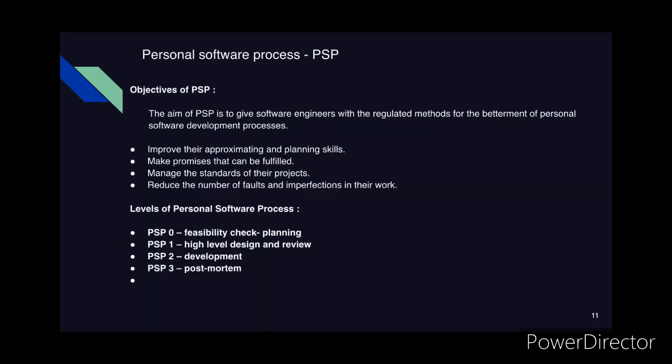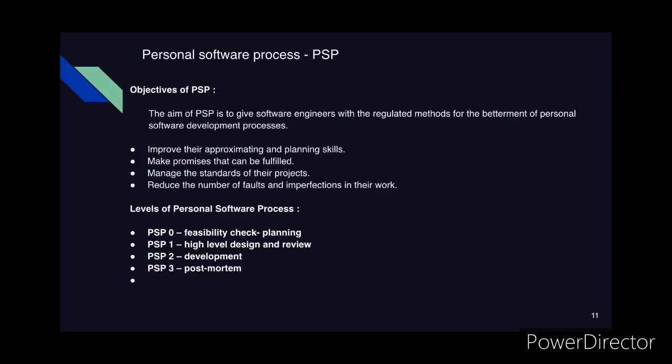So now let's learn about PSP, that is, the Personal Software Process. The main objective of PSP is to give software engineers regulated methods for the betterment of the personal software development process. PSP shows engineers how to manage the quality of their projects, how to make commitments they can meet, how to improve estimating and planning, and how to reduce defects. PSP emphasizes the need to record everything and analyze the types of errors they make, so that they can develop strategies and a plan to eliminate those errors.